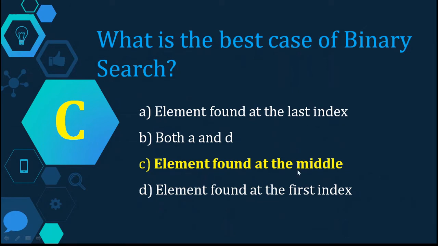And option C, element found at middle, because in binary search the first criteria is we find out the mid, right? So we find out the first index, last index, we divide it with 2, we get the mid. So after calculating the mid index, we find out the element at that particular location and we compare it with the key element. So if they are equal, then the element is found. So that is the answer C, right?